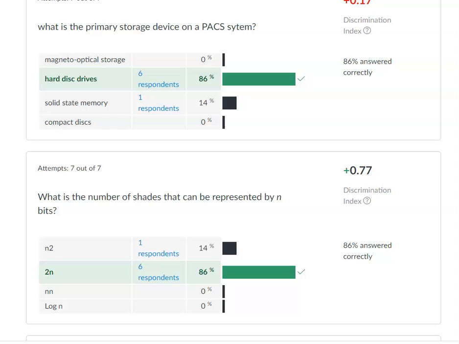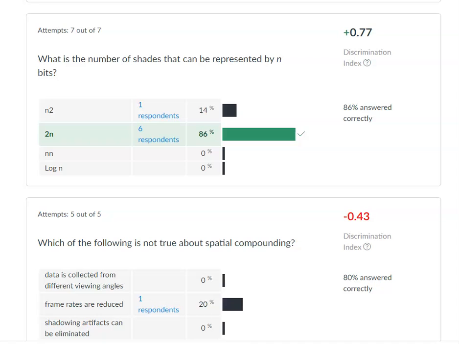What is the primary storage device on a PAC system? Those are hard drives. What number of shades of gray can be represented by n bits? And so this doesn't display the question correctly. It is 2 to the n, and 86% got that, which is good. If you saw this question, you would have seen that the first part, it's n to the 2, so it's not n squared. It's not n to the n, and it's not the log of n. It's 2 to the n is the number of shades that are represented by n number of bits.